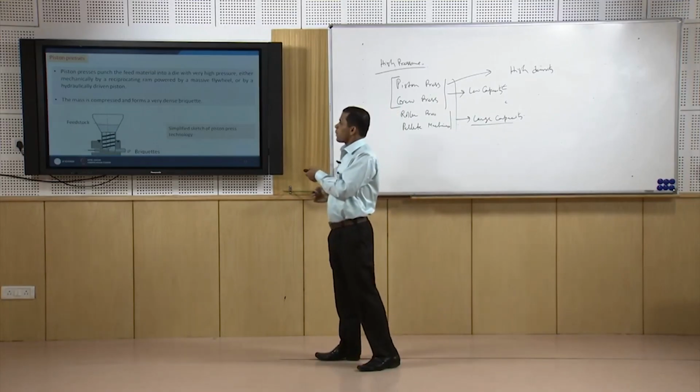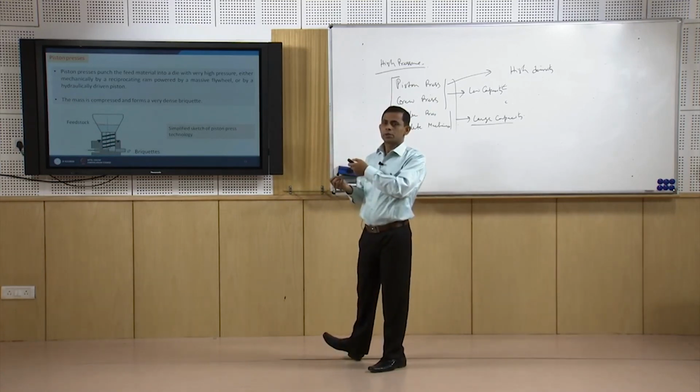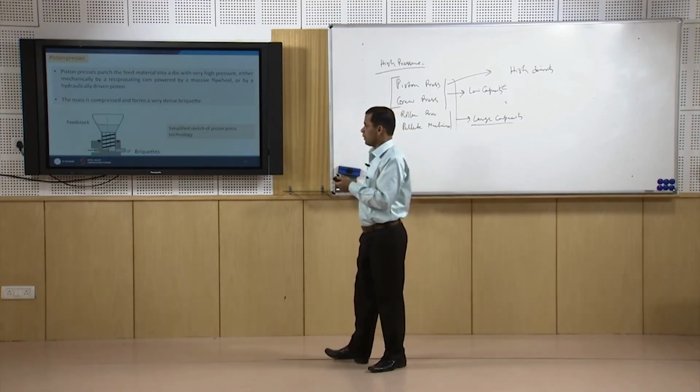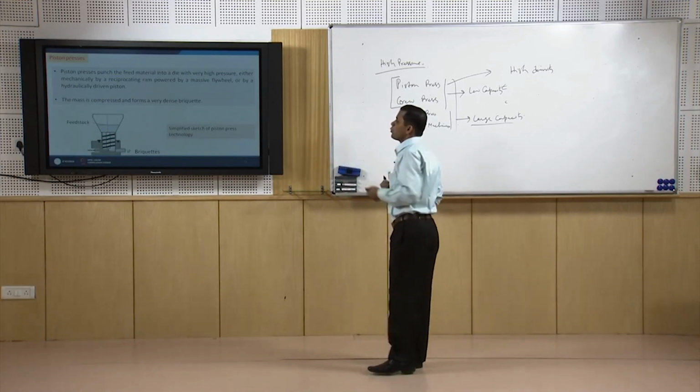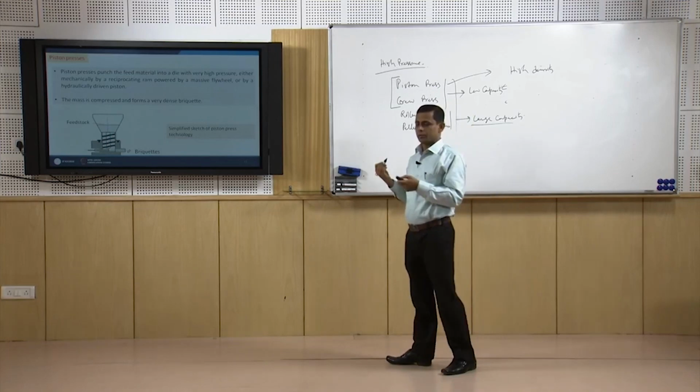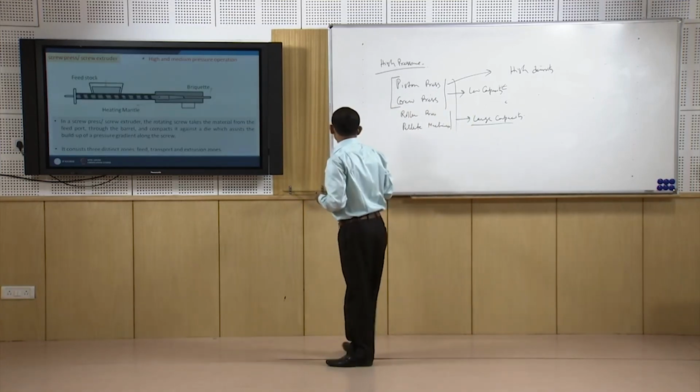Now, let us see, but one disadvantage is that this method cannot be used for continuous production, meaning only when your reciprocating movement creates the briquettes, not continuously. Now, we are coming to screw press or screw extruders.